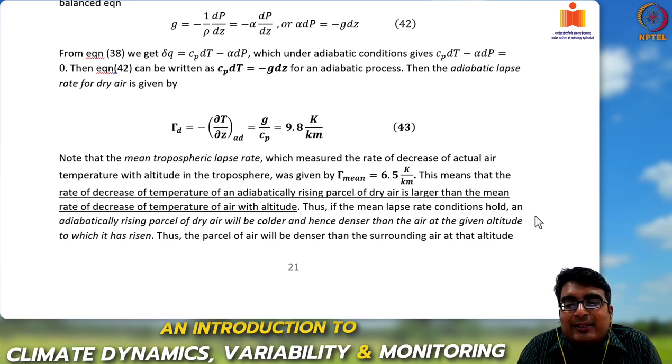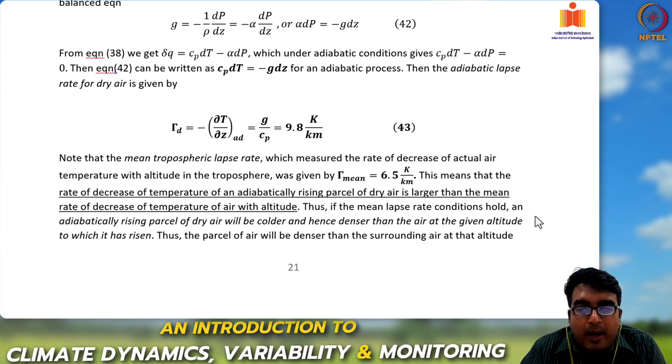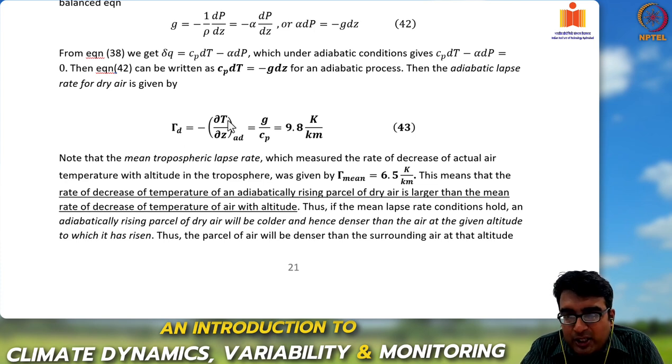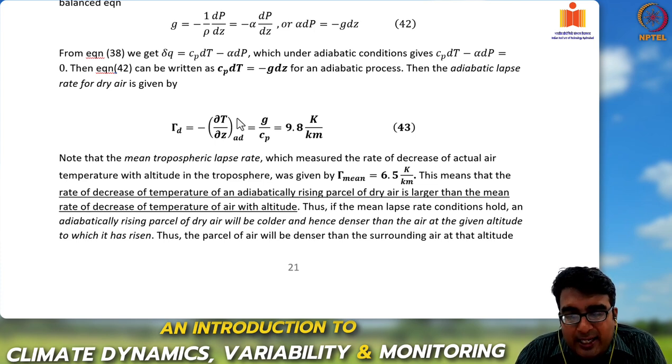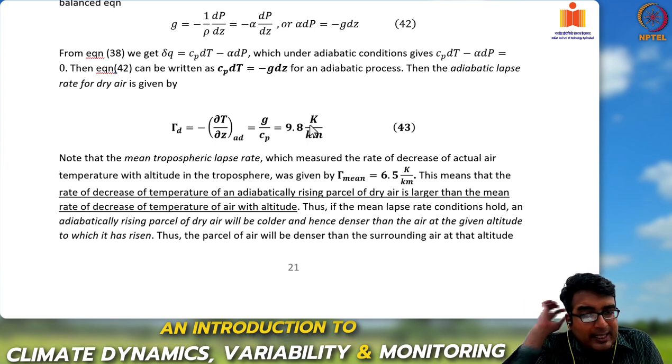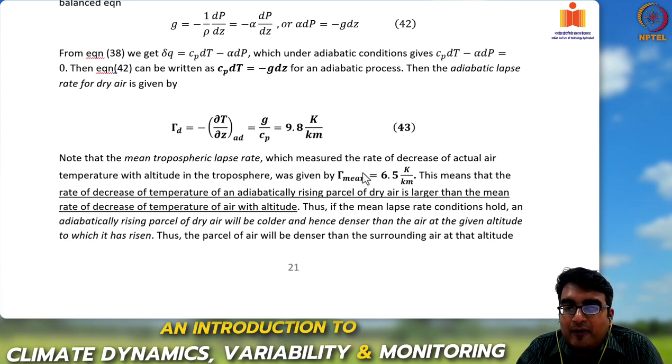First, we discussed the adiabatic lapse rate for dry air, which is given by gamma D. This is the rate at which the temperature of that air parcel is falling with altitude under an adiabatic condition where that air parcel is not exchanging heat with the surrounding atmosphere. And we saw that the adiabatic lapse rate for dry air, called the dry adiabatic lapse rate, was 9.8 kelvins per kilometer, which is greater than the mean atmospheric lapse rate of 6.5 kelvins per kilometer.